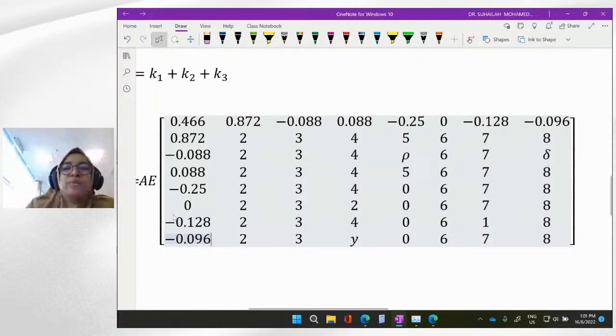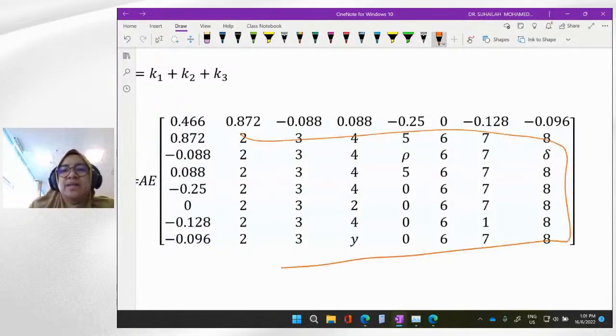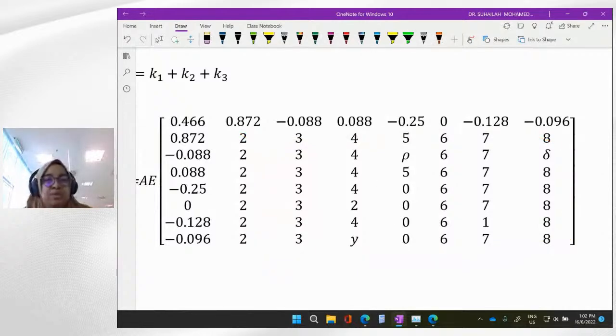Okay, so we have to replace all this. This doesn't mean anything. It's just that I wrote any numbers to get the 8 by 8 matrix form in OneNote. It doesn't matter. Just change all this with the right value.